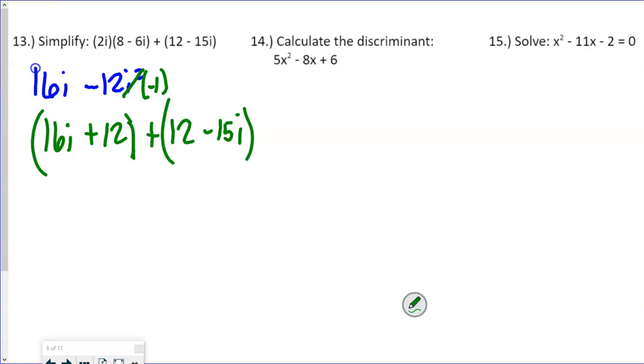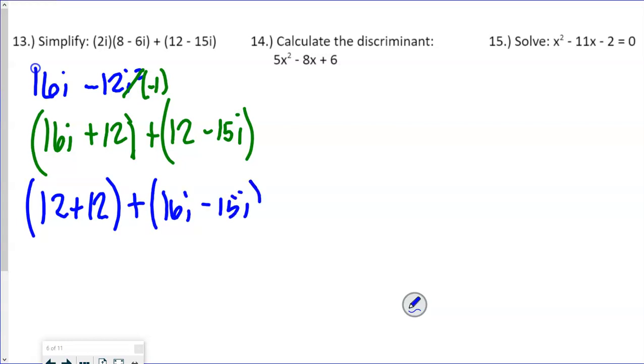So now we're going to put like terms in sets of parentheses again. So I've got 12 plus 12, those are my constants, right? Plus 16i minus 15i. Everybody see that? So on this one, we got 24 plus i. That's our answer.